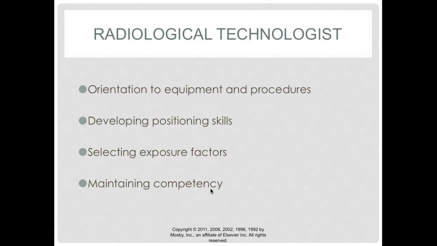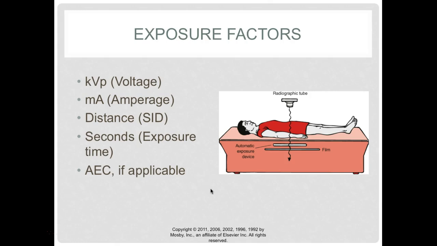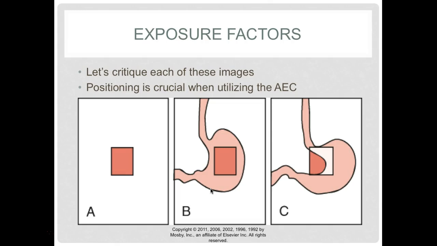So important. All right, so as a technologist, you have near complete control of the quality of your images. So it's based on skill, your judgment. You need to look at maintaining the quality of the equipment through a quality control and also a quality assurance program. So exposure factors that you work with, you already know this. You have your kVp, your mA, your distance, your time, and AEC. So AEC can cause some problems.